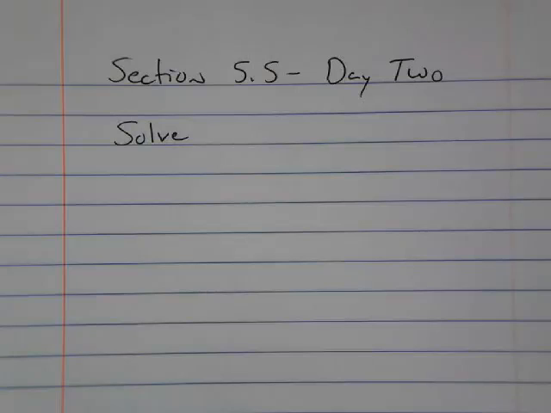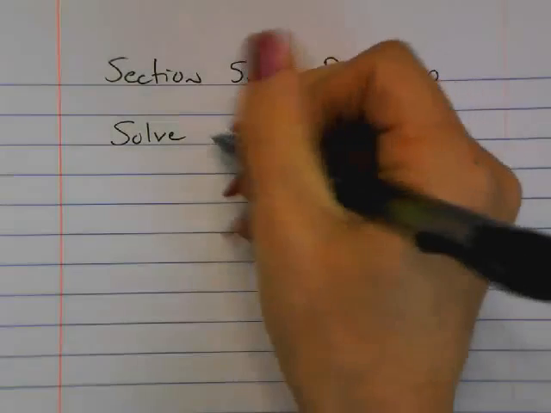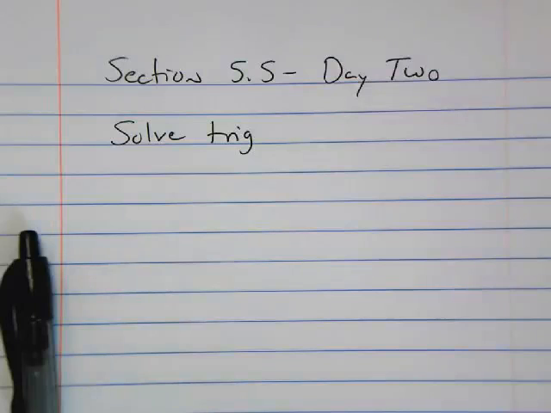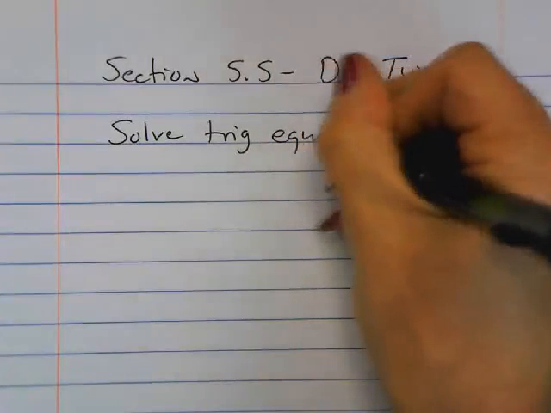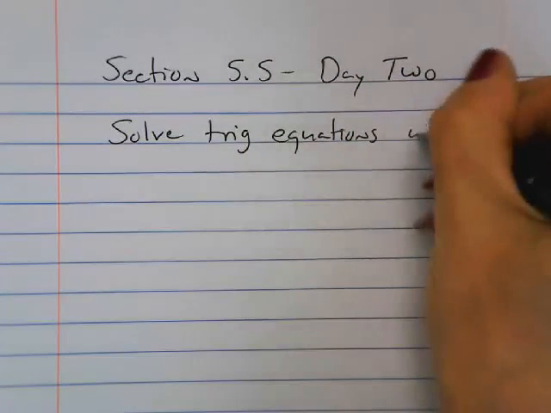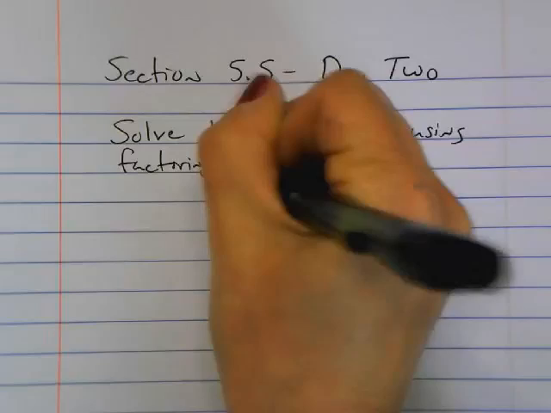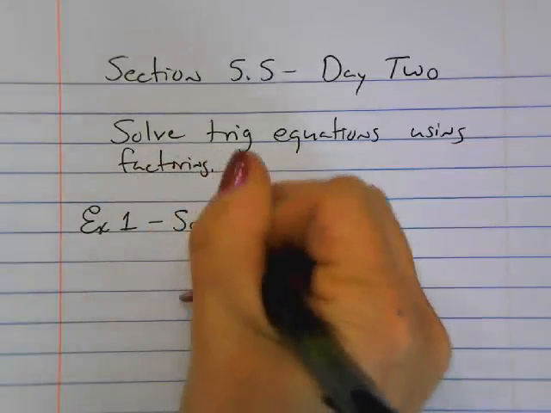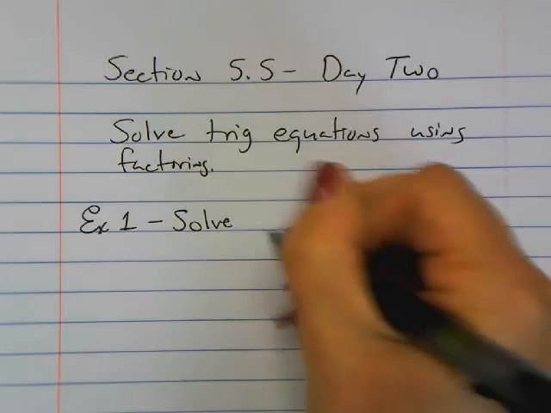Alright, welcome to the last video for Chapter 5. We're going to deal with Section 5.5, Day 2, and it's solving trig equations using factoring. We're going to solve each on the interval of 0 to 2 pi.